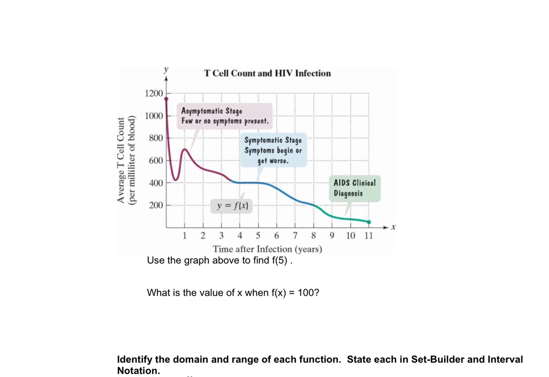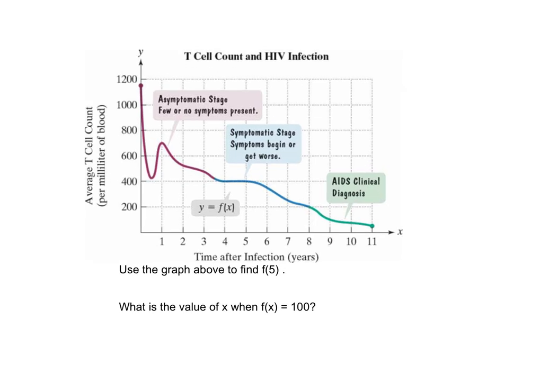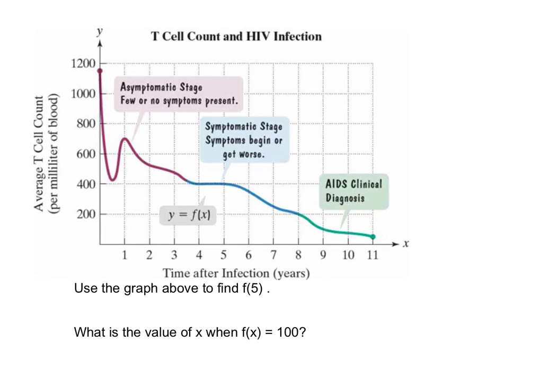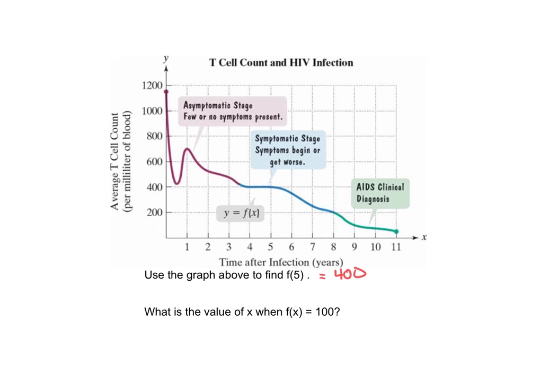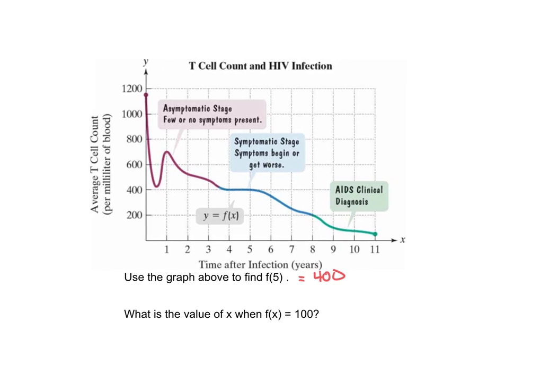It says, find f of 5. So what is f of 5? 400. Okay, yeah, it is 400. Guys, let's look at the context of this question. It's talking about T cell count and HIV infection. So it's time after the infection in years, and then the T cell count per milliliter of blood.